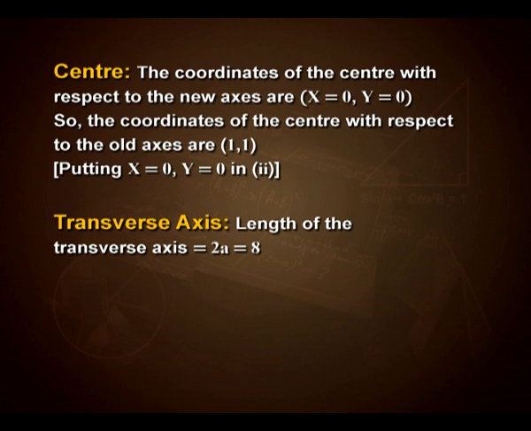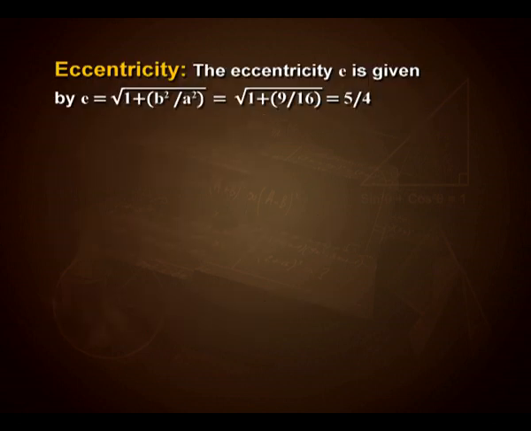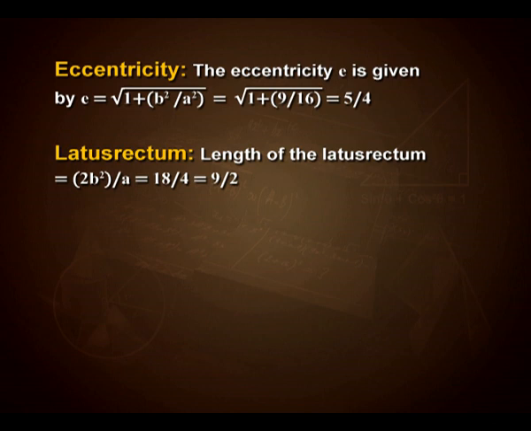Transverse axis: the length of the transverse axis is equal to 2a, that is equal to 8. Conjugate axis: the length of the conjugate axis 2b is equal to 6. Eccentricity e is given by e is equal to square root of 1 plus b square upon a square, that is equal to square root of 1 plus 9 upon 16, which on simplification gives us 5 upon 4. Latus rectum: the length of the latus rectum is equal to 2b square upon a, that is equal to 18 upon 4, which can be simplified as 9 upon 2.